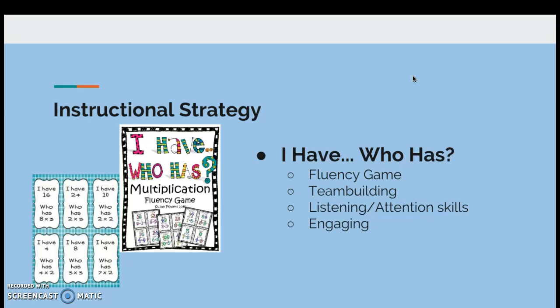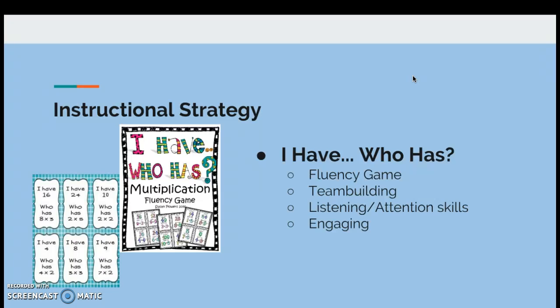The teacher will start with the first card. It may say, "I have the first card. Who has 8 times 2?" The person who has the answer will have a card that may say, "I have 16. Who has 8 times 3?" And it continues until all cards have been used and all students have participated.